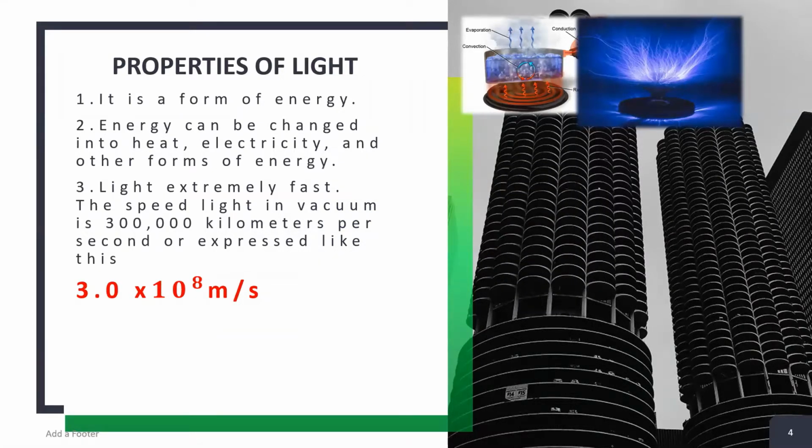The speed of light in vacuum is 300,000 kilometers per second, or 3.0 times 10 to the power of 8 meters per second. With this speed, it takes 1.3 seconds to travel from the moon to the earth and about 8 minutes from the sun to the earth.